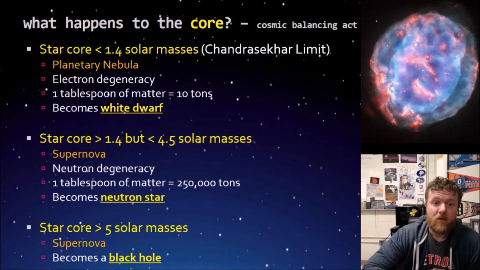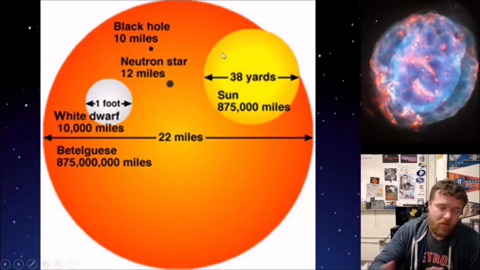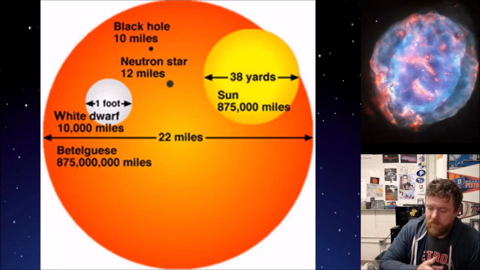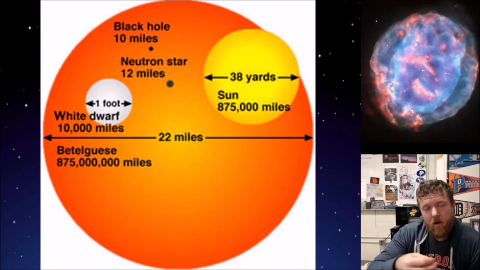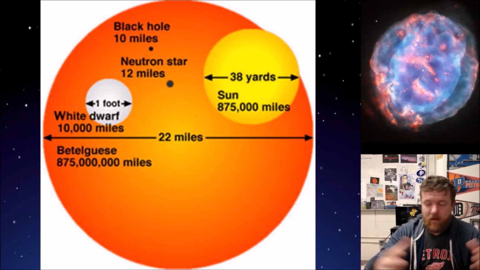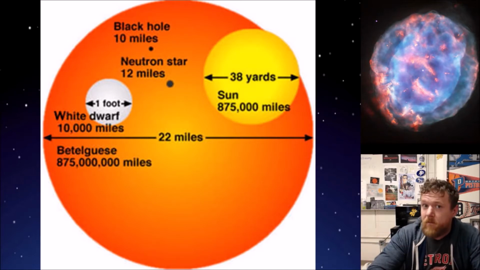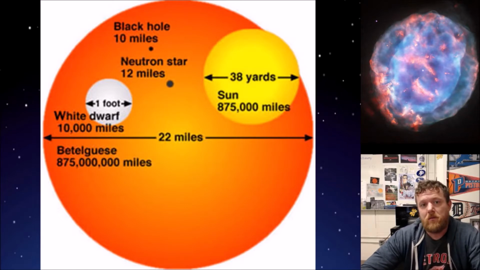If we were to make all of these objects to scale, our sun would be about 38 yards, or, think of a football field. From the goal line to the 38-yard line, that would be the sun. The core of a small star is only about a foot across, about the size of a volleyball or a soccer ball or a basketball. So take a basketball and put it on a football field, and then compare it to 38 yards. That is how small a white dwarf is compared to our sun.